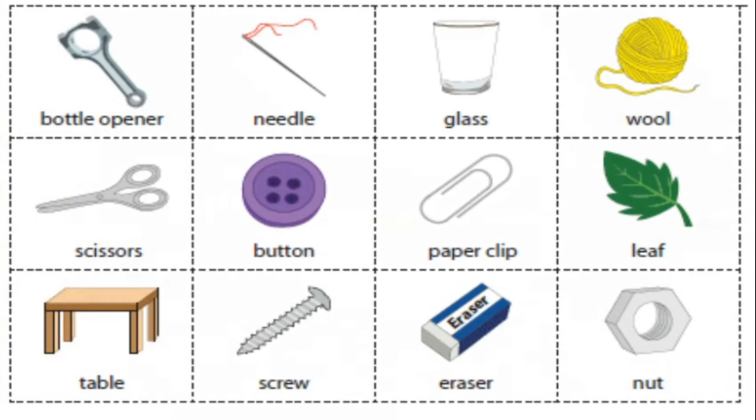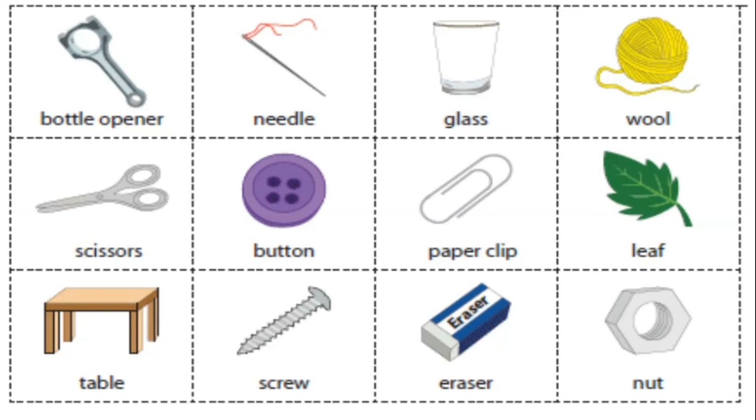Okay, let's play together. We have some objects. We have some magnetic materials and non-magnetic materials. If you see that this picture belongs to magnetic materials, you will write M. And if this picture belongs to non-magnetic materials, you will write N. Let's start.